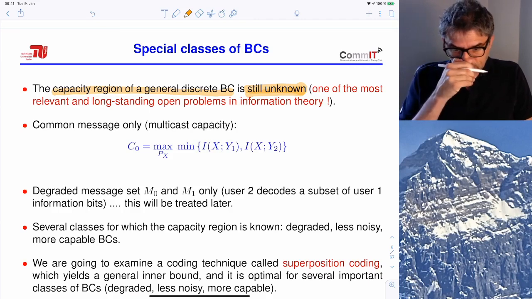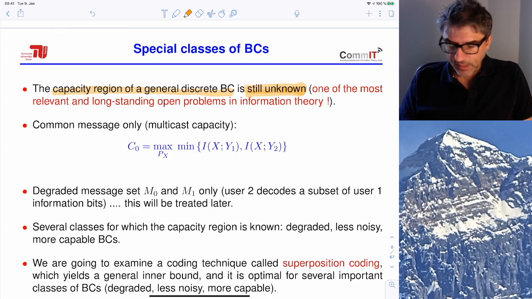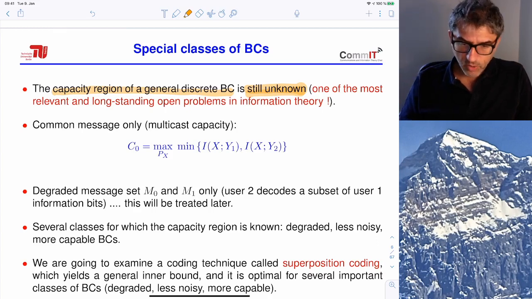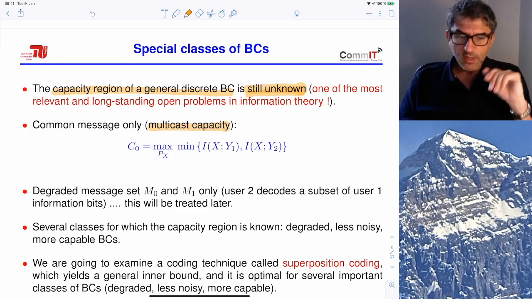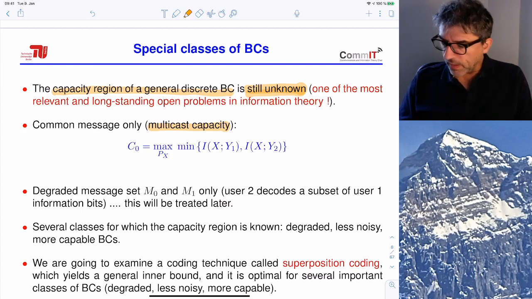So let's start discussing some simple cases, and then we will dig into a general coding technique that is able to achieve the capacity region for large classes of broadcast channels. So the first case is where there is only the common message. This is sometimes called the multicast capacity, because multicasting means distributing the same message to many users. So in this case, the result is very simple, because we have the same message for both users, and the question is at which rate we can transmit this message so that both of them are able to decode. Well, this will be the max with respect to the input distribution of the minimum of the two mutual informations.